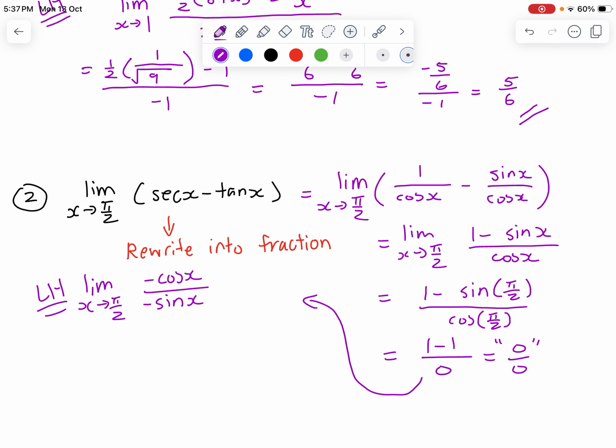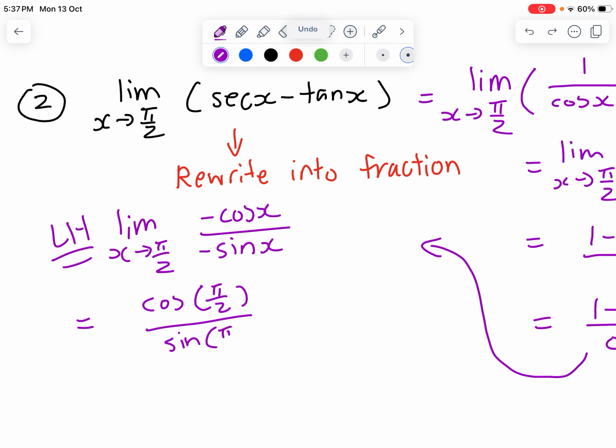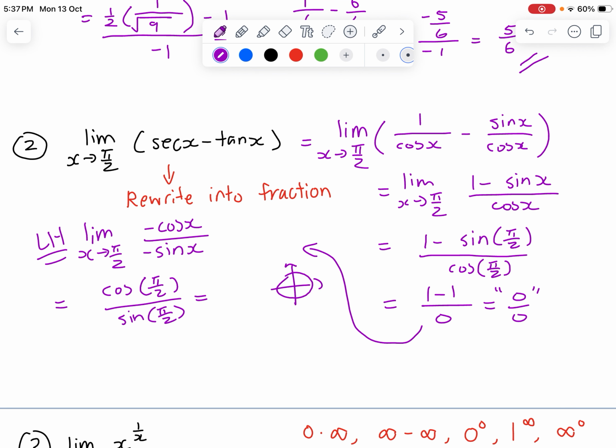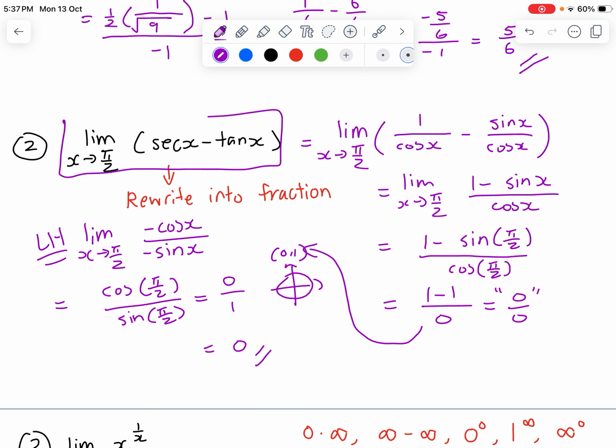Now we can find the limit. As x approaches pi over 2, we have cosine of pi over 2 over sine of pi over 2. Using the unit circle again, cosine is 0 and sine is 1. So our final answer is 0. The limit as x approaches pi over 2 of secant x minus tan x is equal to 0. So there you have it.